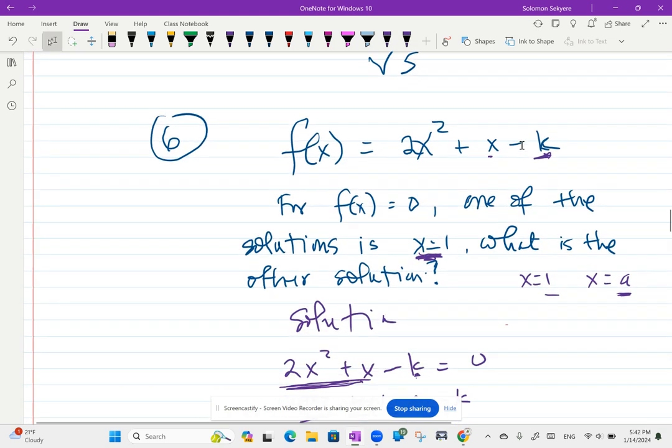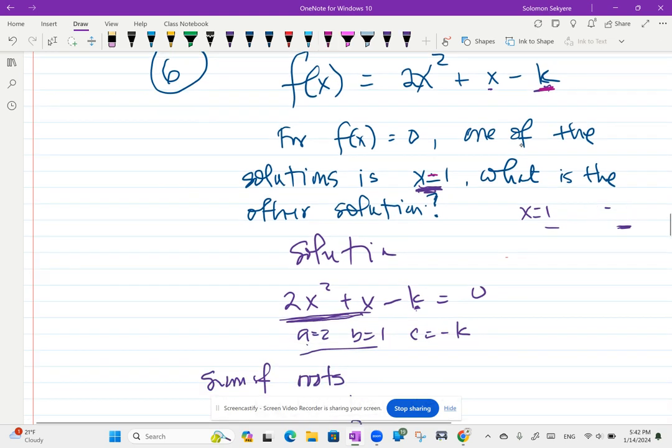What about this one here? I have 2x squared plus x minus k. This is not a number anymore; it's a letter. And we are told that one of the roots is x equals 1. What is the other one? Here we have a problem, because we don't have our k to factor it. So what are we going to do?